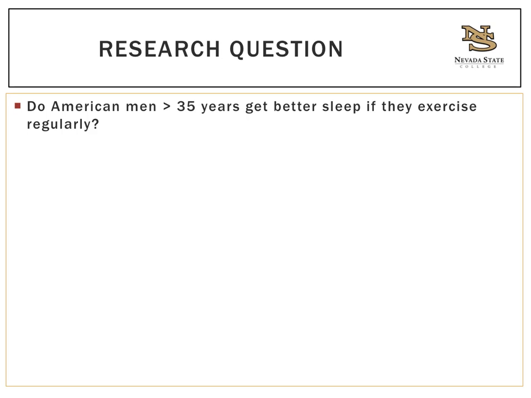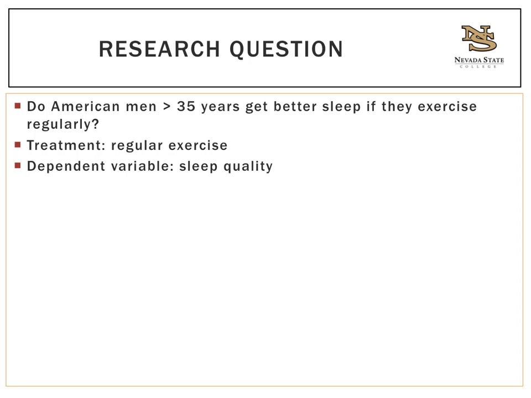Okay, so if you're interested in whether American men over the age of 35 get better sleep if they exercise regularly, you might want to use a related samples design. As we talked about before, the treatment for this is regular exercise, and our dependent variable is sleep quality. So we're trying to see if our IV of exercise or not affects how well these men sleep.